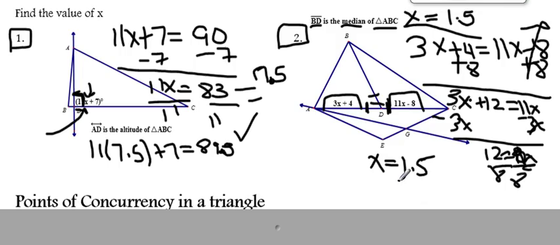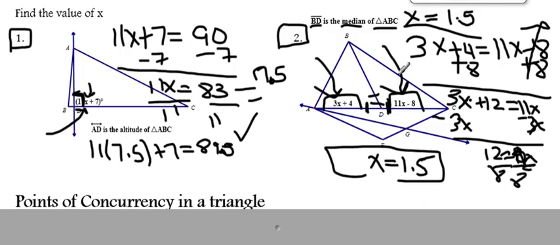If I substitute my 1.5 back in to each side of my equation, I do 3 times 1.5 plus 4, and I'm going to get 8.5 for segment AD. And then I do 11 times 1.5 minus 8, and I get 8.5 for DC.